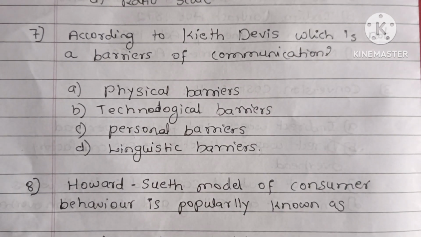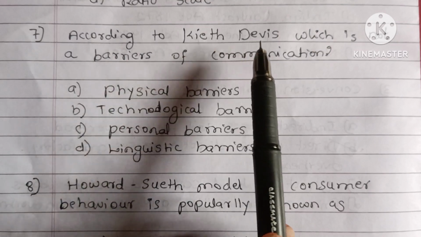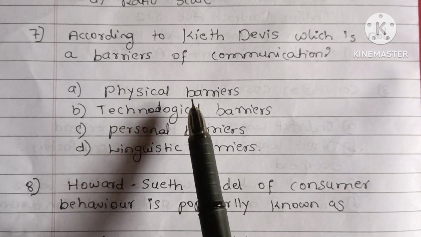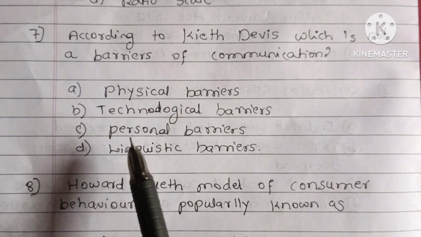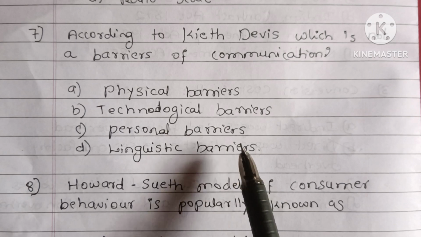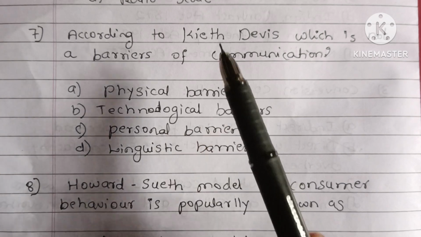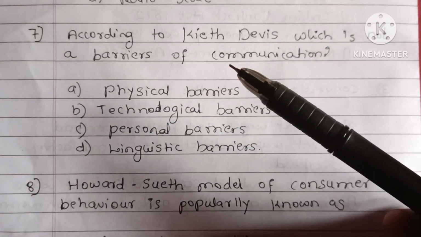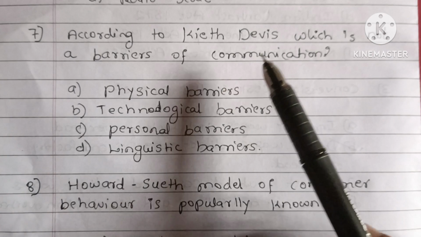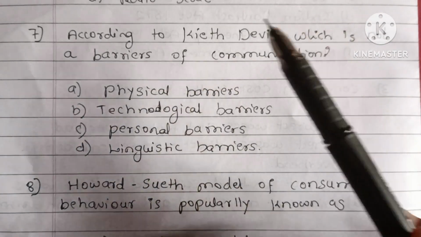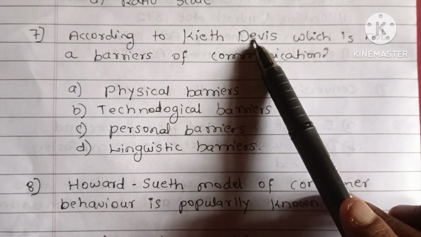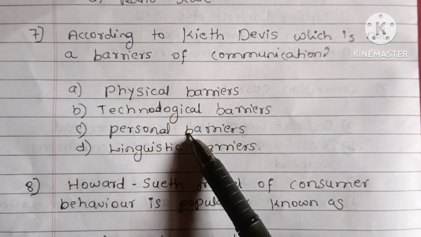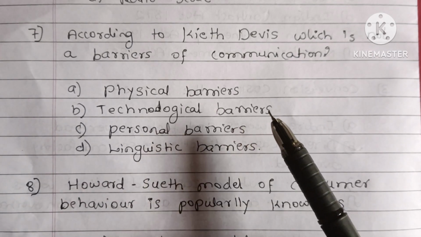Next, come to seventh question. According to Keith Davis, which is not a barrier of communication? Physical barriers, technological barriers, personal barriers, linguistic barriers. According to Keith Davis, communication is a process of passing information and understanding from one person to another person. According to Keith Davis, there are three barriers.